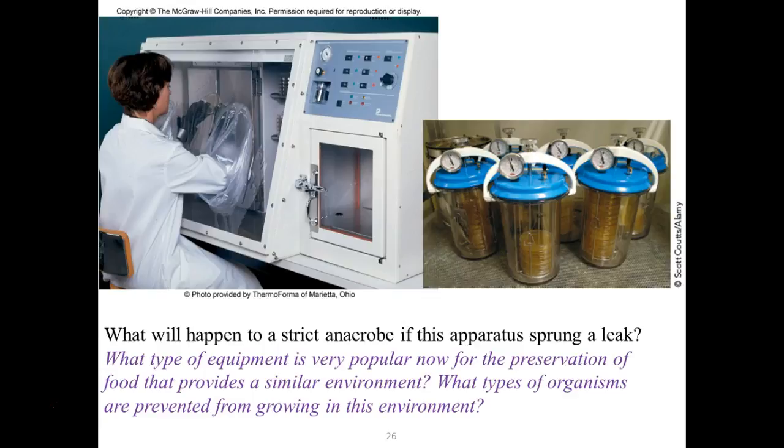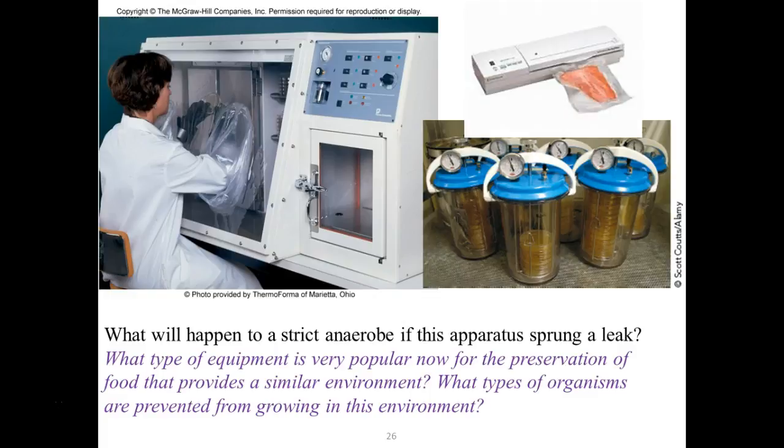So what type of equipment is very popular now that we use to prevent certain types of organisms from growing? If we're sucking out, right, so there it is, they're sucking out the oxygen from the container, or in this case, the food saver bag. We're creating what type of environment? I saw that at Target. Yeah? We're creating an anaerobic environment, are we not?